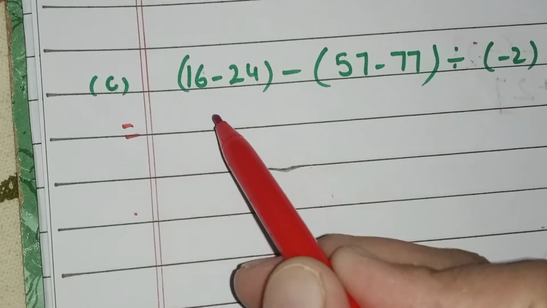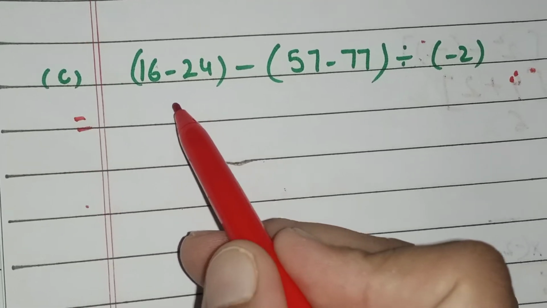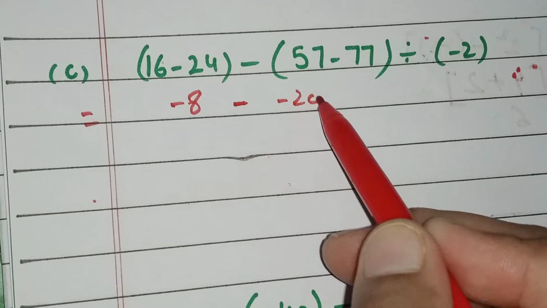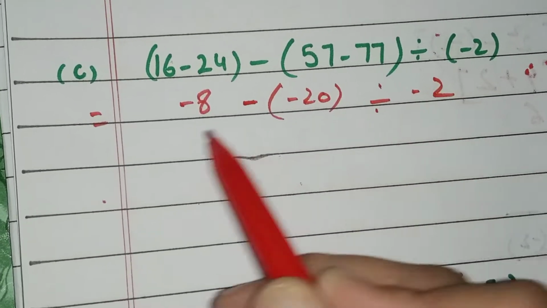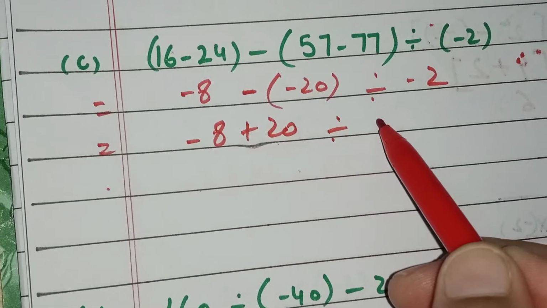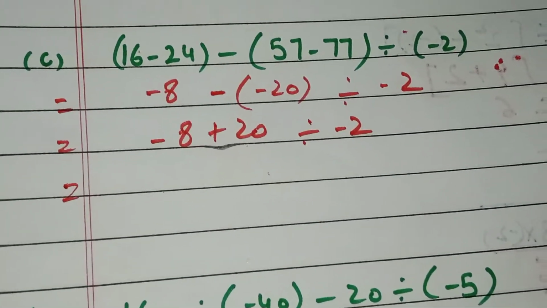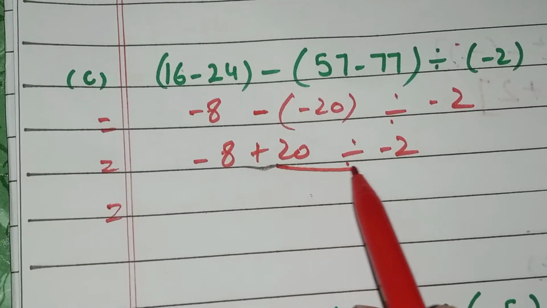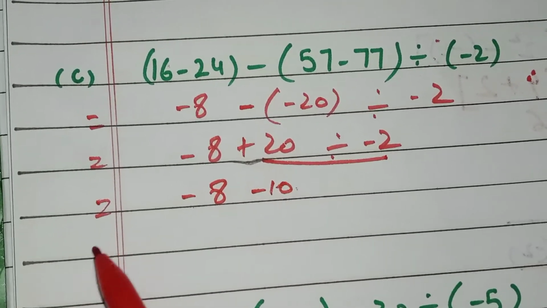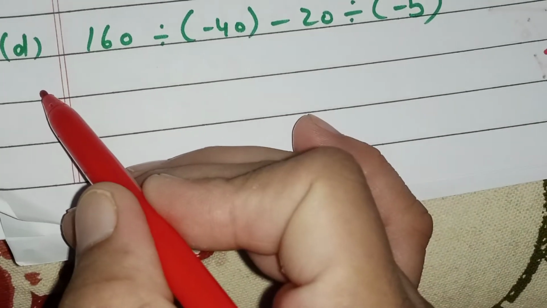Now part C, 16. Here are three brackets. 16 minus 24 minus 8 minus minus 20 divided by minus 2. Now minus 8 plus 20 divided by minus 2. First I divide these two numbers and receive minus 10, and then add, I receive minus 18 according to BODMAS.